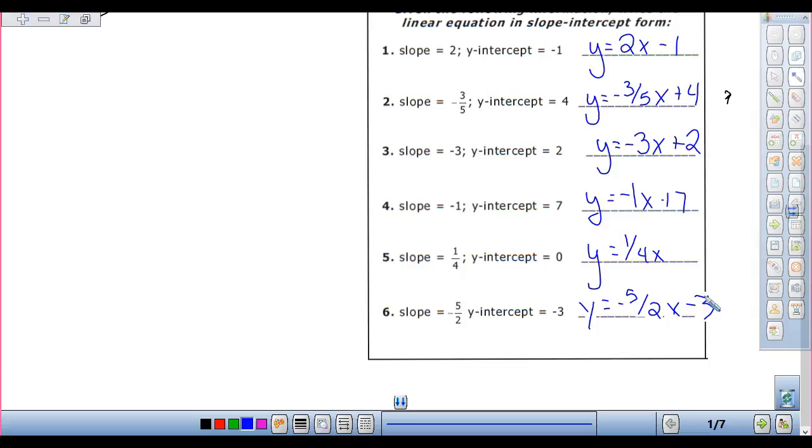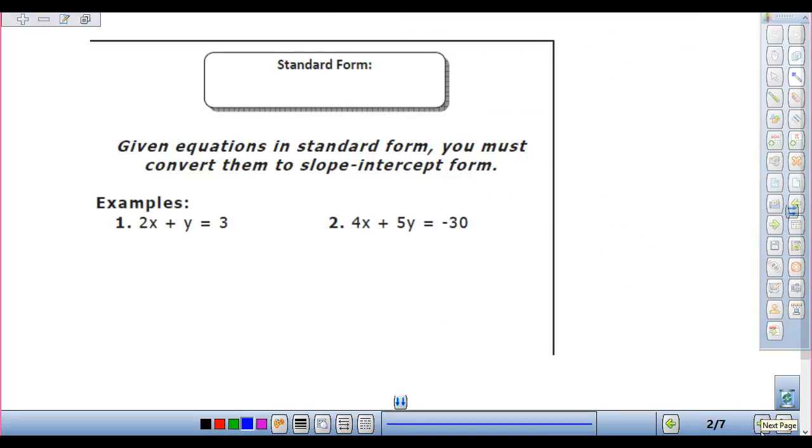Alright, so now for the new stuff of today, standard form. Standard form looks like ax plus by equals c. So it looks like 4x plus 5y equals -30. Here's the deal. We don't really like standard form because it gives us no information. I can't look at those equations and pick up any information.